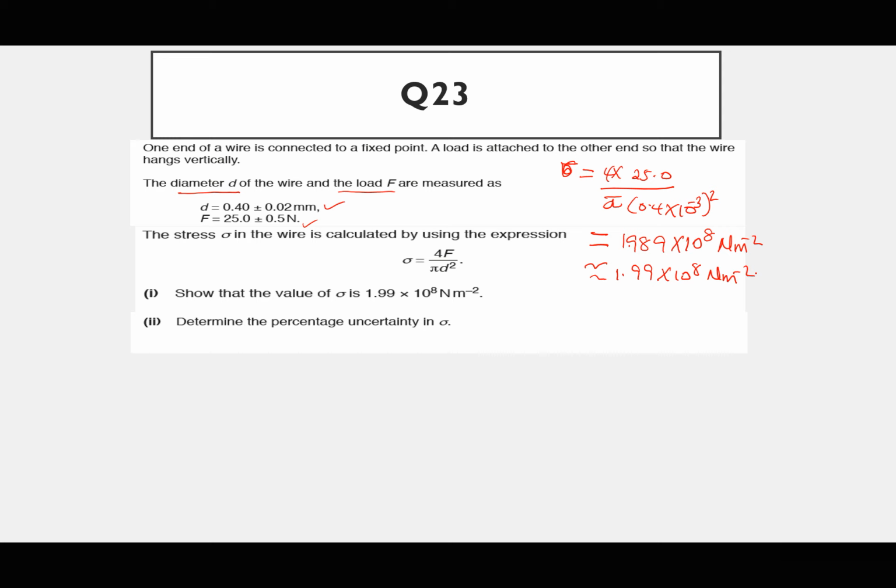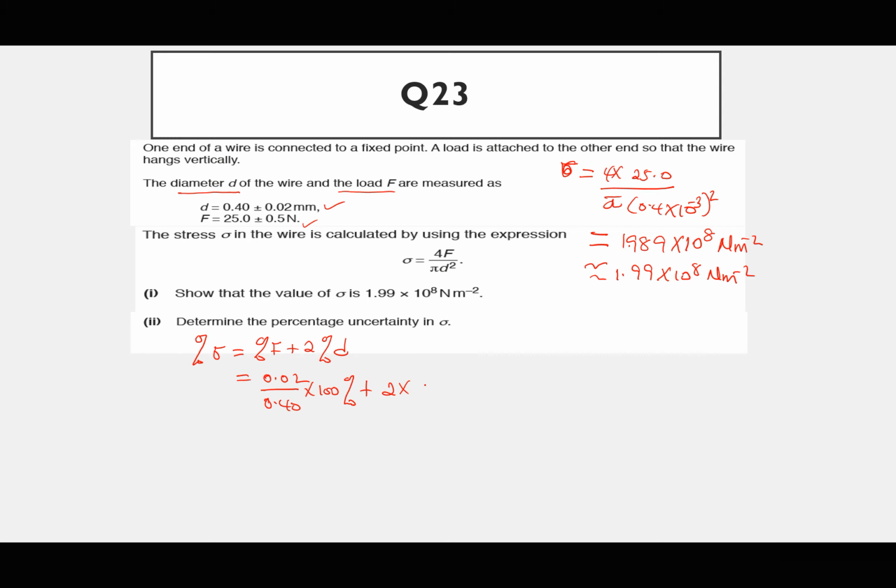Determine the percentage uncertainty in sigma. This is very easy now. The percentage uncertainty in sigma is going to be the percentage uncertainty in F plus twice the percentage uncertainty in D. The constants 4 over pi will not affect the percentage or fraction uncertainties. So we now substitute. For D, I will get the absolute 0.02 divided by the true value, which is 0.40, times 100. That is the percentage in D, times 2.